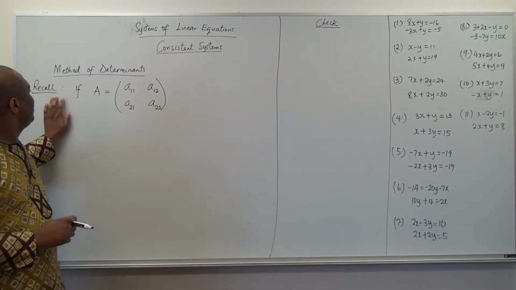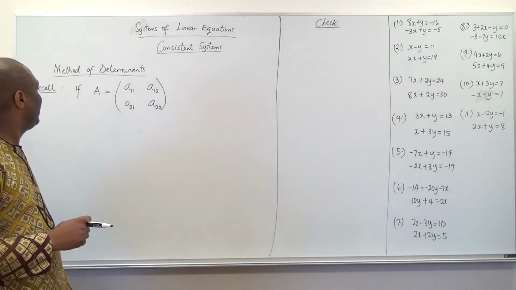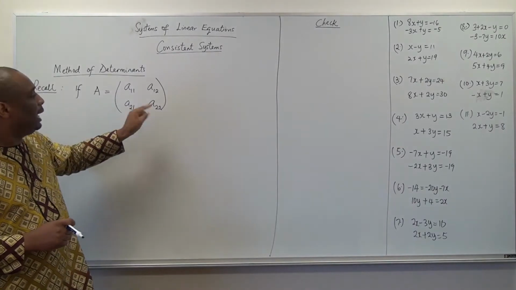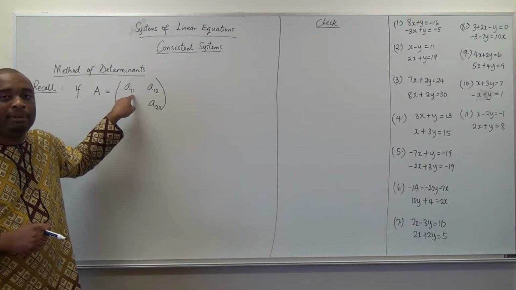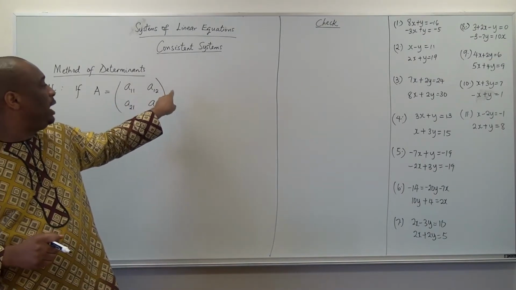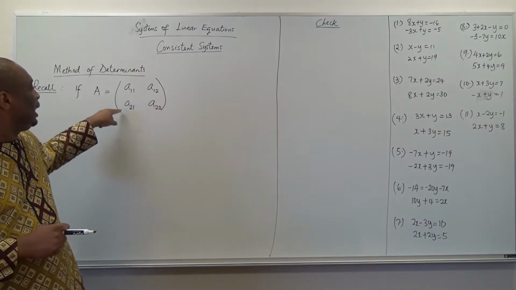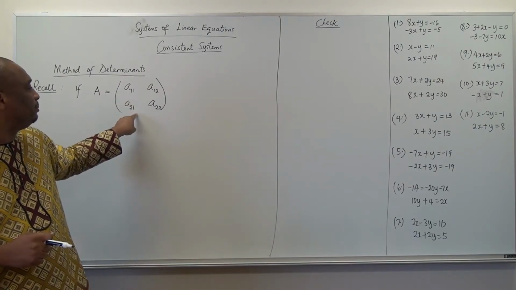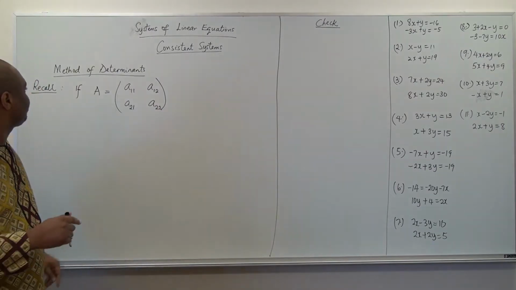I want you to recall, if A is a matrix with elements A11, A12, A21, A22. Remember, in matrices, A11 means the element in the first row and first column. A12 means the element in the first row and second column. A21 means the element in the second row, first column. A22 means the element in the second row, second column.